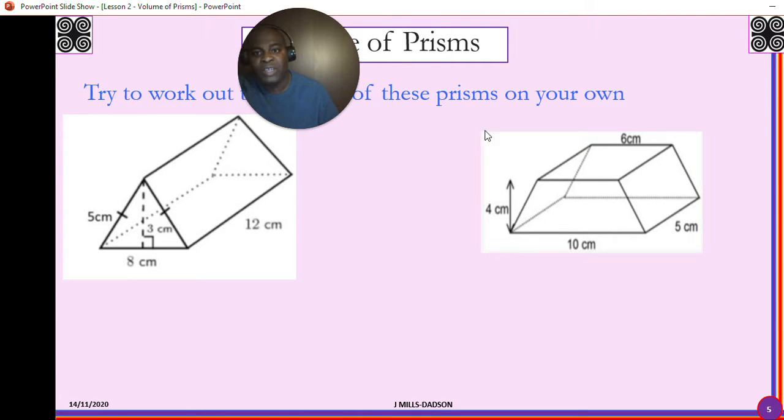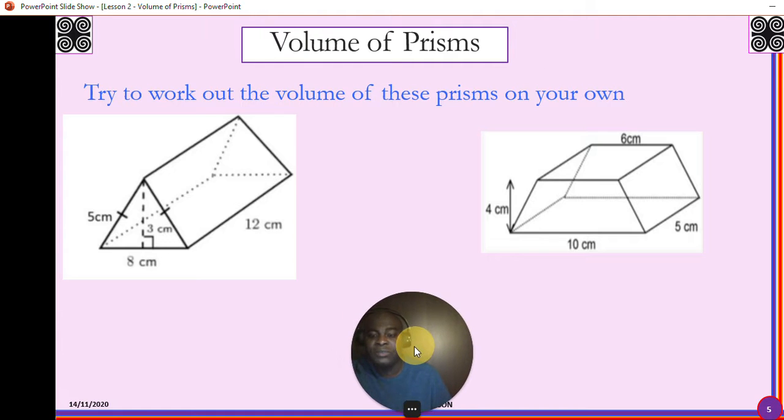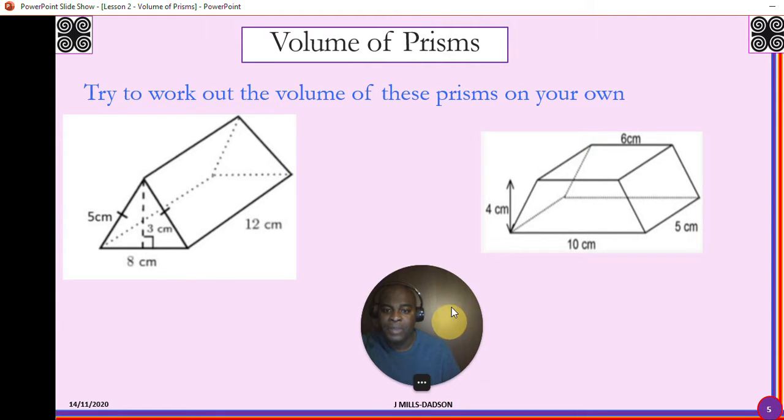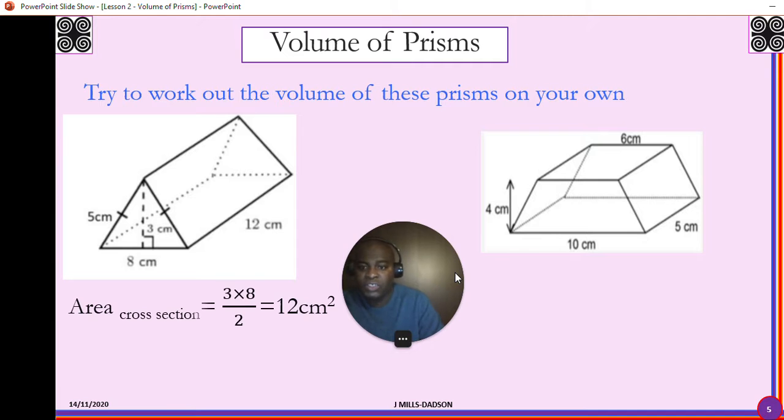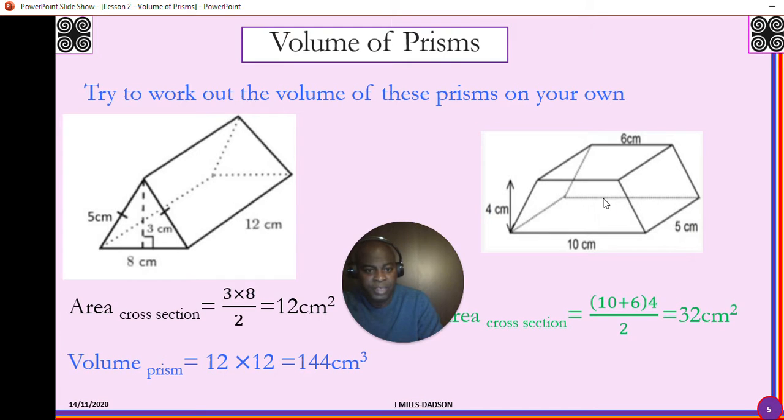Now try and work these two yourself. Volume of these two prisms. Pause the video and work it out. Okay, let's check the answer. Cross section 12. 12 times 12 the length, 144 cm cube. Cross section of trapezium, area of cross section 32. Times it by the length 5, 160 cm cube. Hope you got it right.